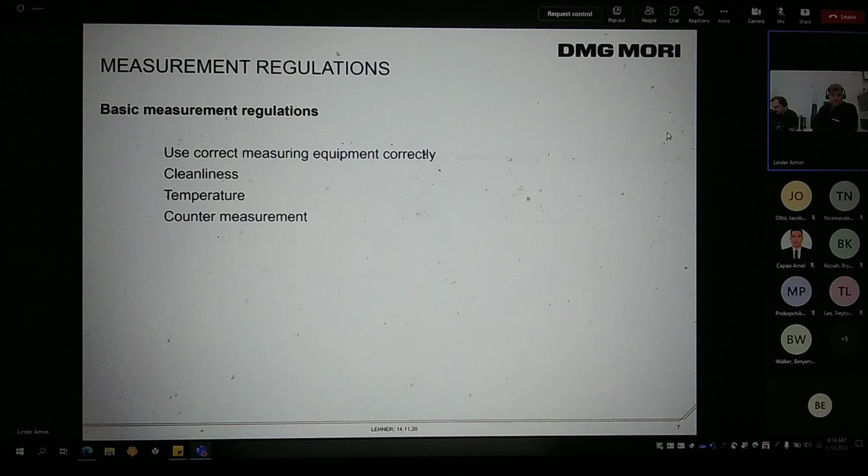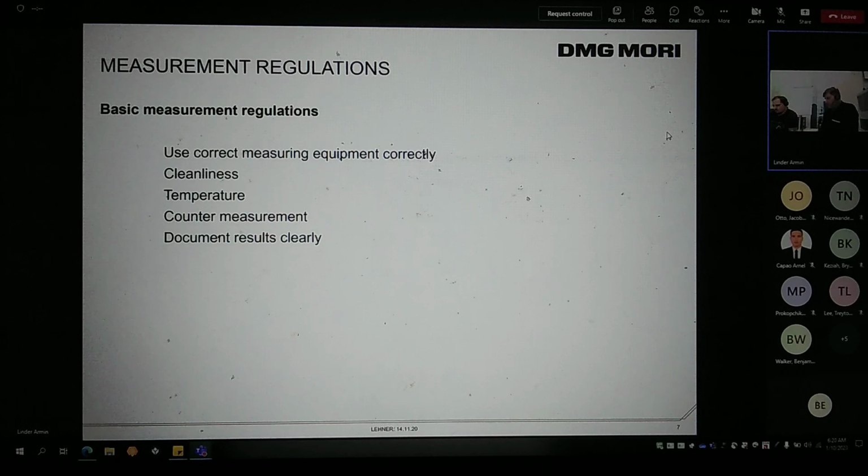So that was then also one thing that I told you before, that is the counter measurement. So to control your measurement, or to rule out that you have an error here in the picture or something, that's the counter measurement, or the meaning of the counter measurement.